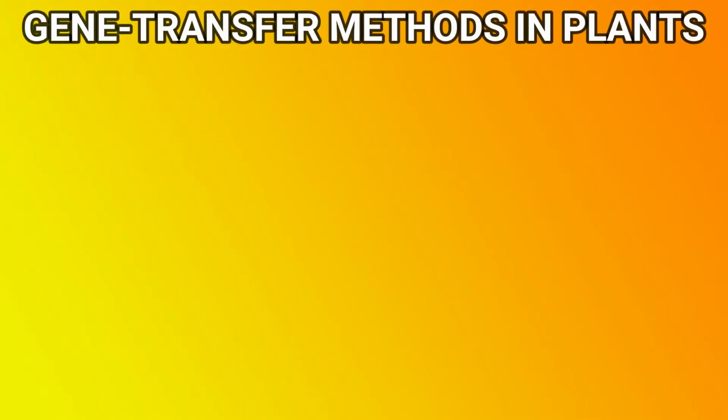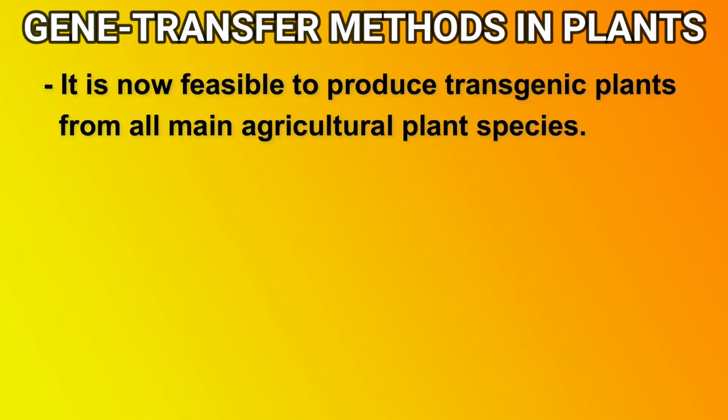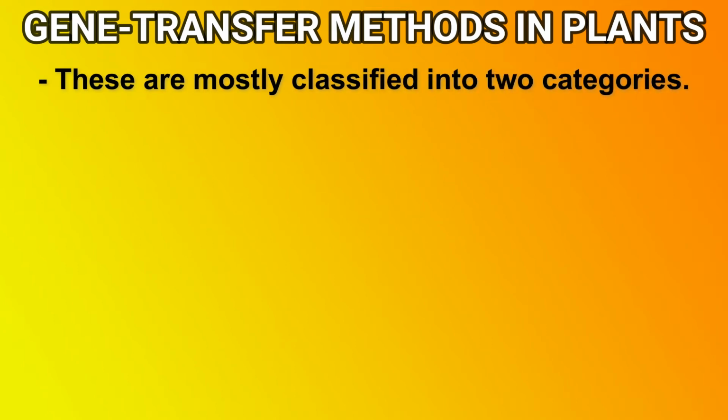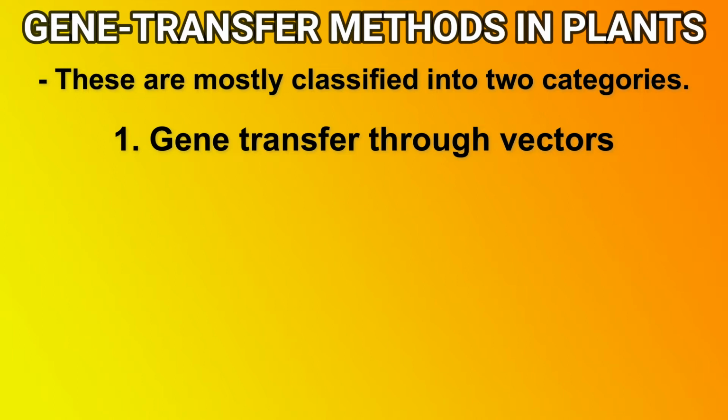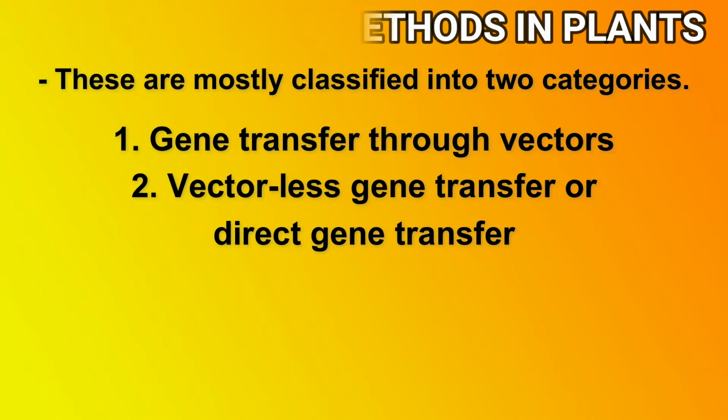Gene transfer methods in plants. It is now feasible to produce transgenic plants from all main agricultural plant species. A variety of genetic transformation technologies have been established for the creation of transgenic plants. These are mostly classified into two categories. Number 1, gene transfer through vectors, and number 2, vectorless gene transfer or direct gene transfer. First, we will go through vector-mediated or indirect gene transfer.